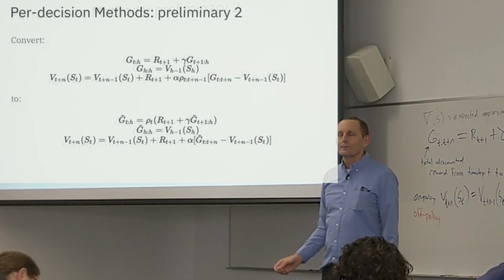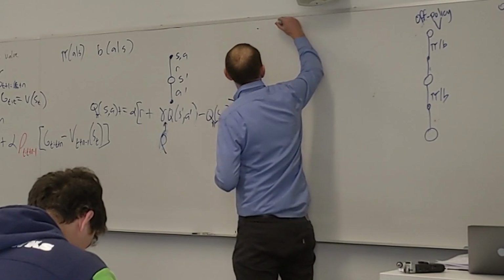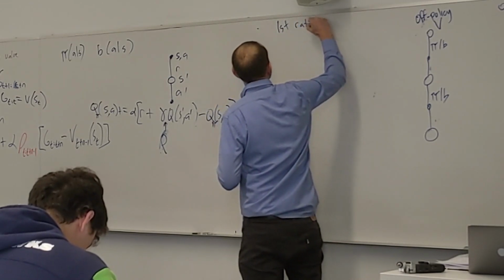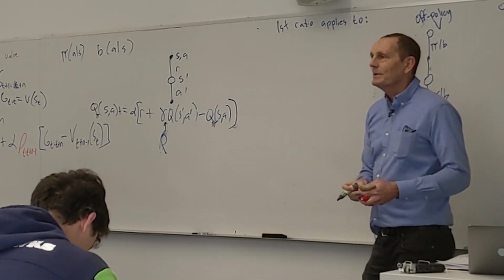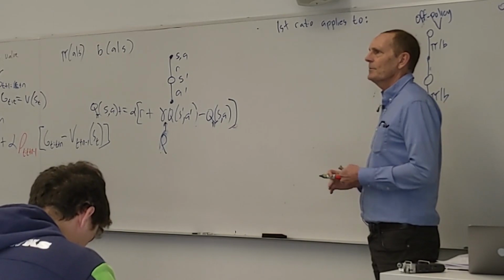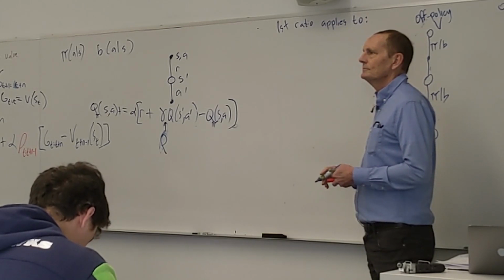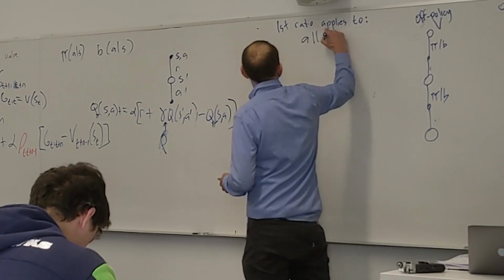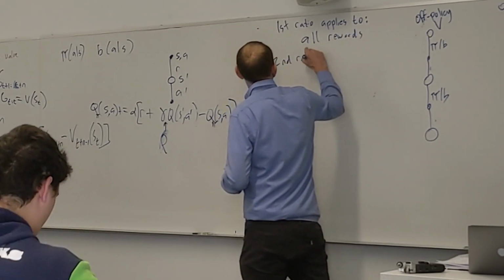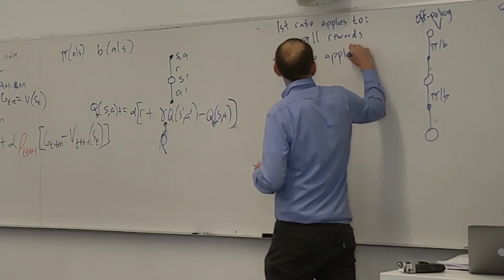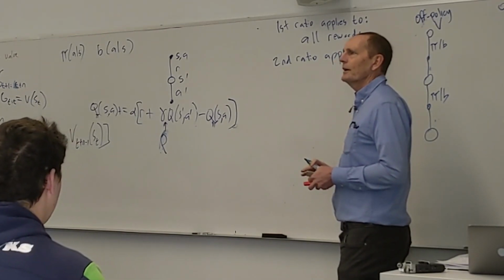Sorry. Let me write that down since I said it wrong. So the first sampling ratio applies to, actually help me out here, McKenna, what does it apply to? So the first sampling ratio applies to all of the rewards. And then, the second sampling ratio.